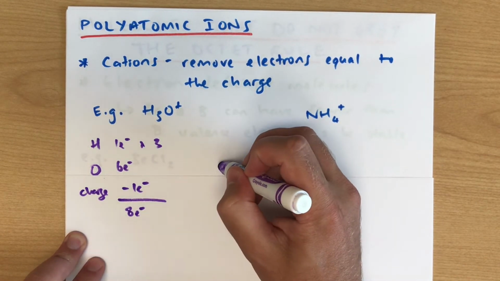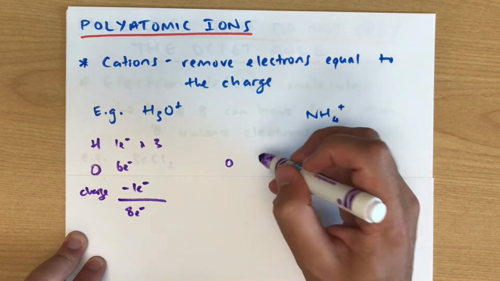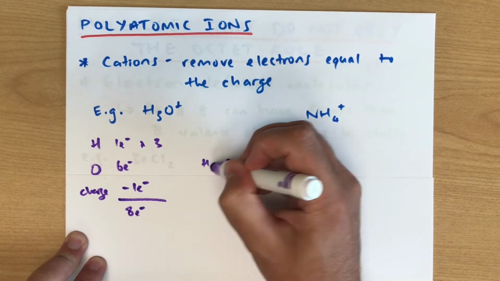Draw a possible structure. The central atom, we're going to pick our O because there's only 1 of them. Put the hydrogens all around.